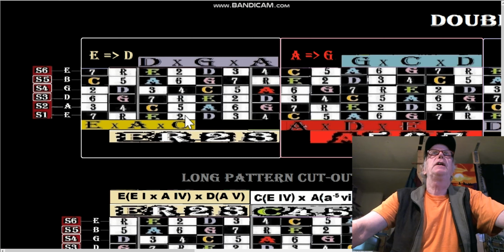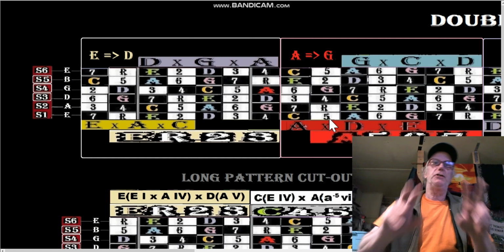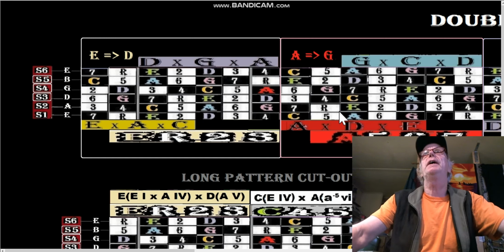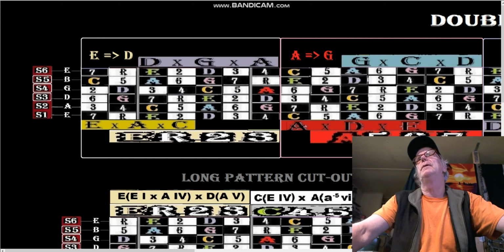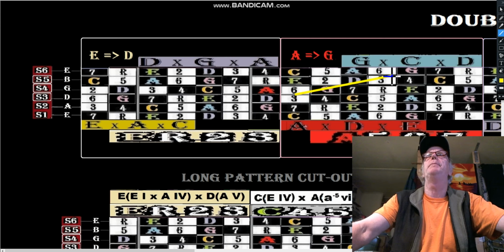The A shape, if we started it here, it's going to be 5, 6, it's going to have that A shape. So here's the A shape. You can see it. It's practically an A shape. Now this doesn't happen all the time, but I'm just showing you for example. This is an A shape.